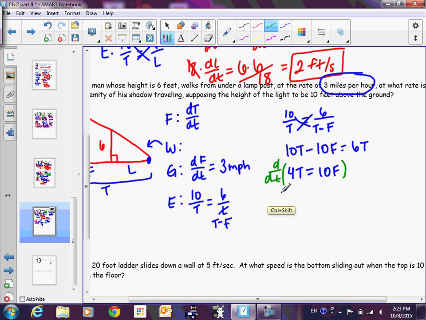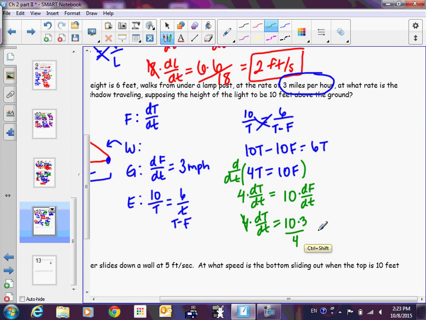Take the derivative. We're looking for dT over dt. So in place of dF over dt, I'm going to plug in 3, and then I'm going to divide that thing by 4. I believe this is 7.5, and it is in miles per hour. You've got to stick with the units that they gave you for the other speed.